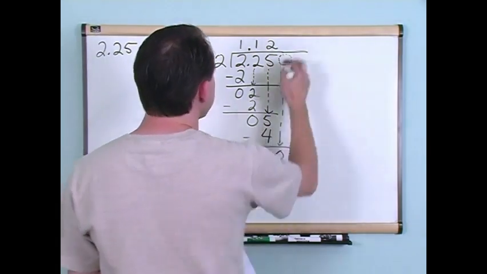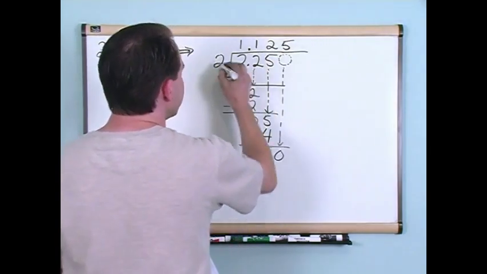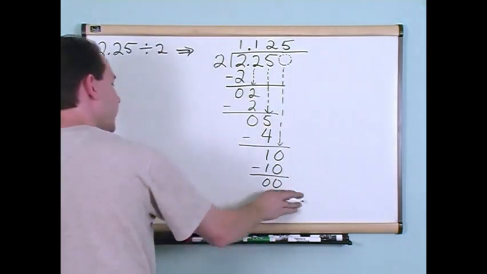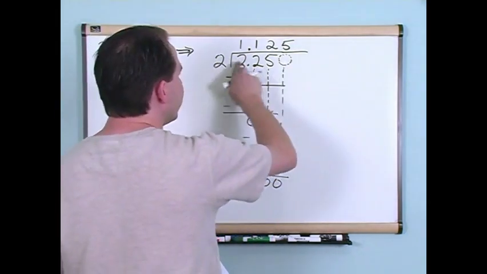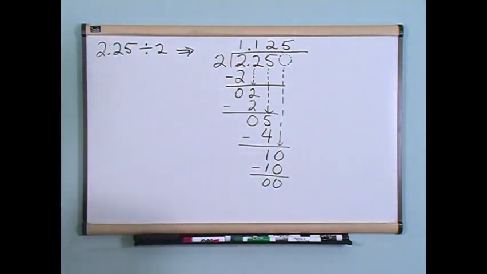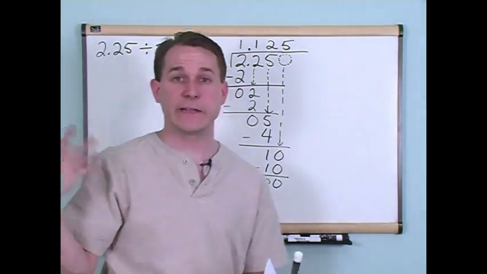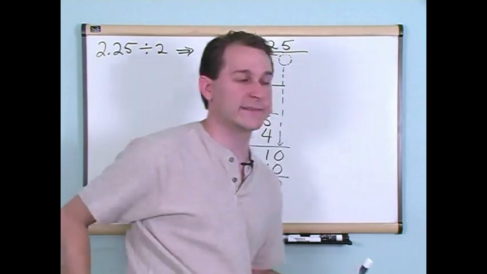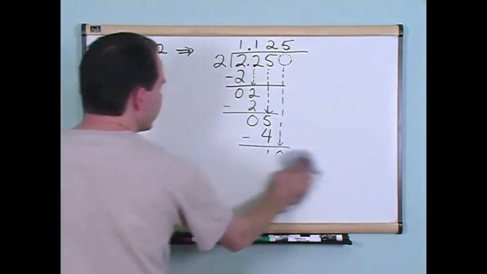2 divided into 10 goes 5 times. 2 times 5 gives you 10, and you're going to be left with 0. So there's nothing else here. There's no more digits to drag down. You're done. 1.125. So basically you keep dividing and dividing and dividing, and if you ever continue to get a number down there, you can invent a 0 and drag it down. As long as you've got a decimal point here, you can do that.